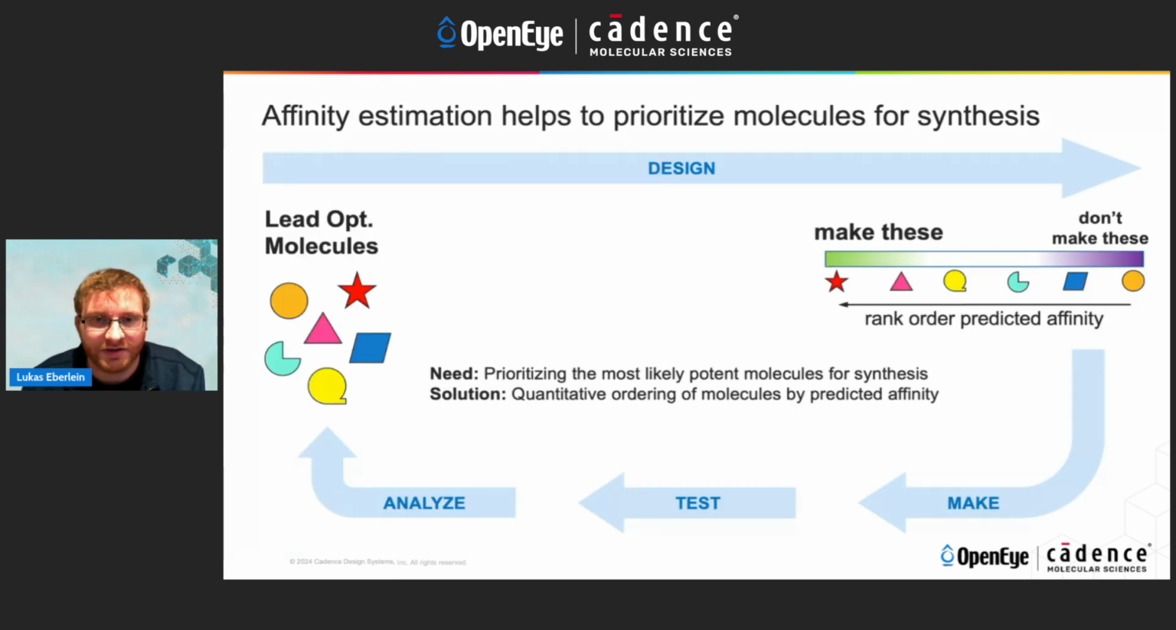The purpose of these calculations is to prioritize the molecules to be synthesized by the medicinal chemists for testing in biological assays. Therefore, these methods must be able to rank compounds by affinity.